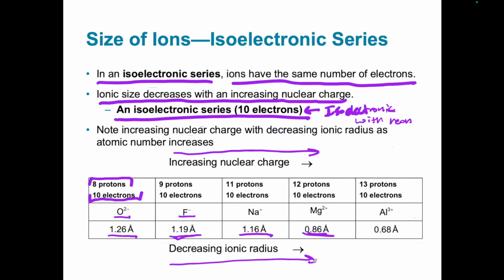Fluorine and oxygen over here are bigger because they're getting electrons, stealing them from the metals, whereas the metals here are losing electrons. Here's aluminum, which lost three electrons, so it's the smallest. So the ionic radius decreases in an isoelectronic series as you lose electrons.